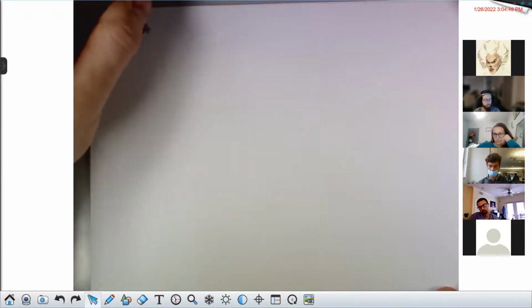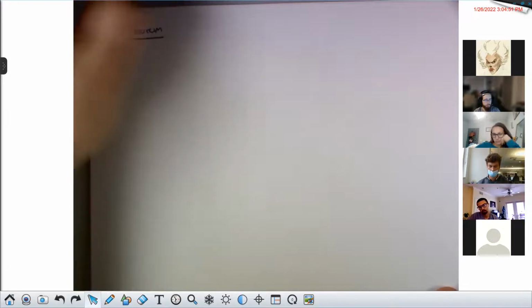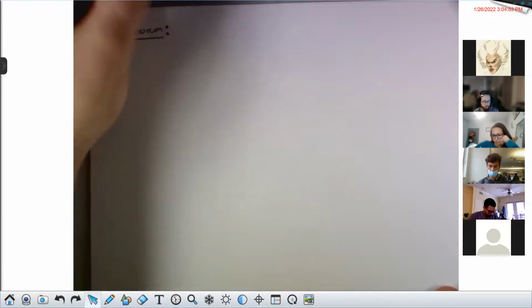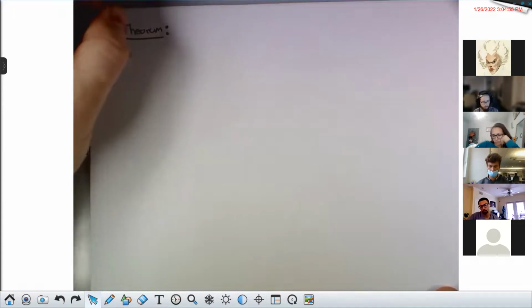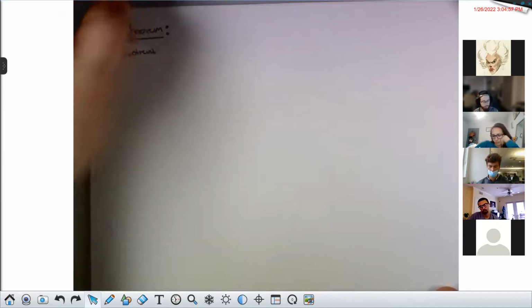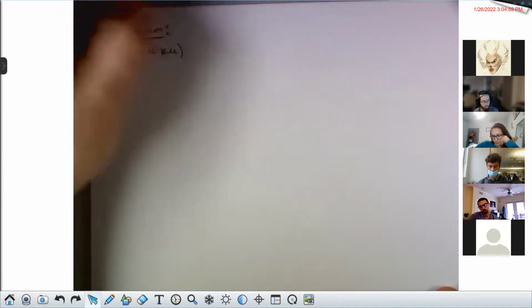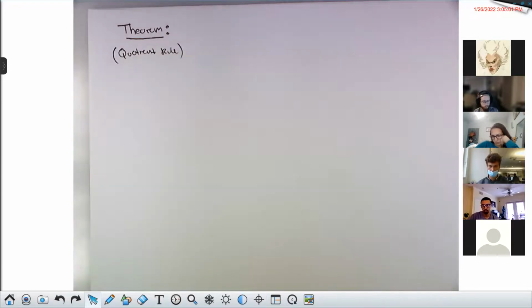So let me get this out of the way first. This is called the quotient rule. Just like some things are products and you cannot help it, like x times e to the x or x squared times e to the x, no expanding that out. Some things are quotients and you can't help it.